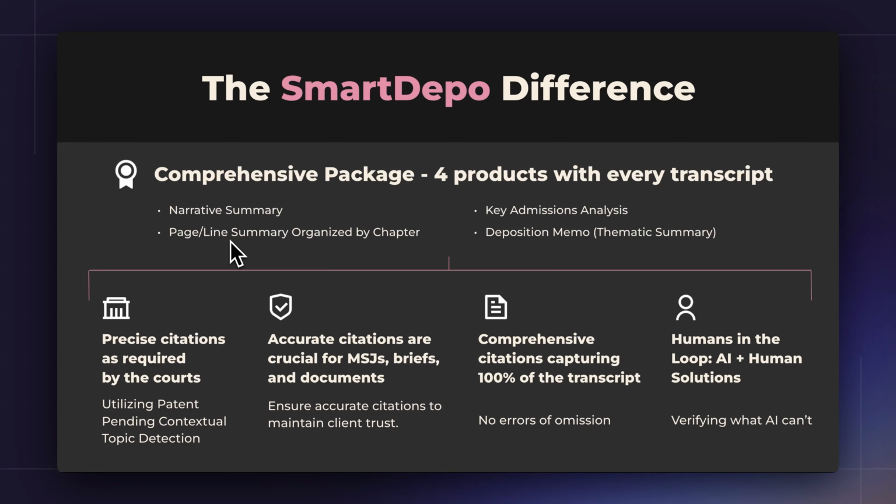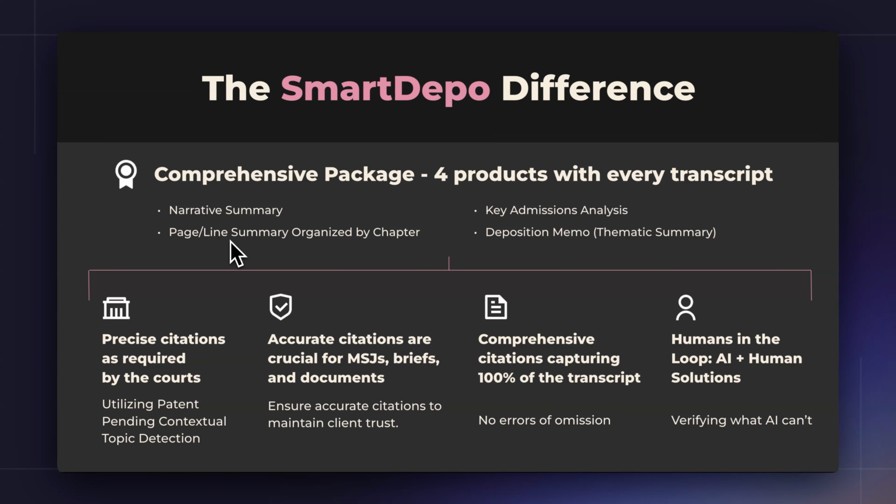And what we provide are 4 products with every single transcript. They come in 2 Microsoft Word documents. The first is a narrative summary, a short overview of what was discussed in the deposition without any citations. We then generate a list of what we call key admissions, potential important recommendations that you might want to review first before you get into the meat of the summary. We then have the flagship product, which is the page line summary. It's the entire summary in order, beginning to end.